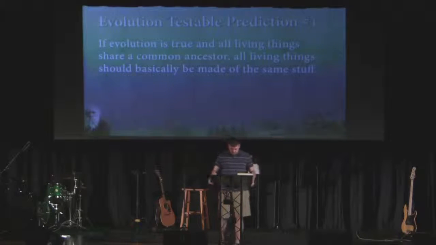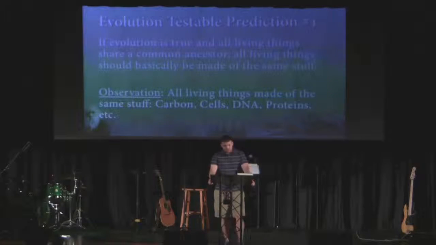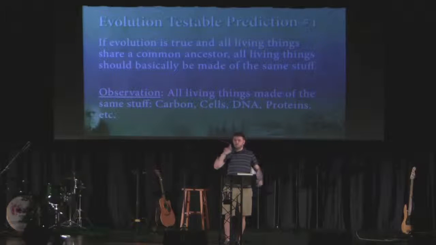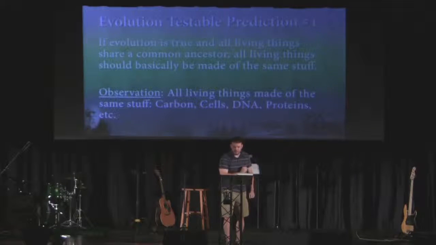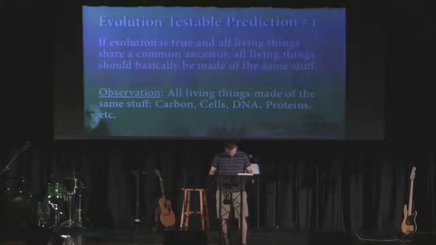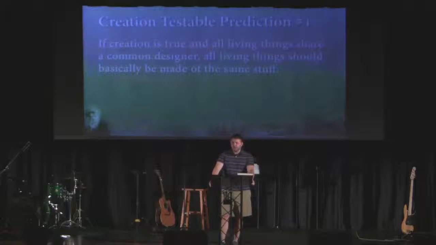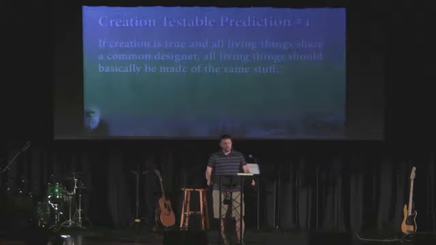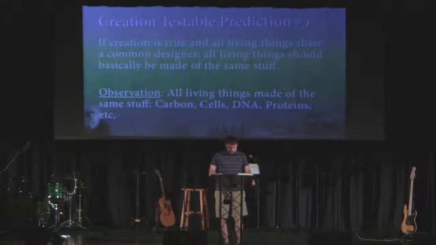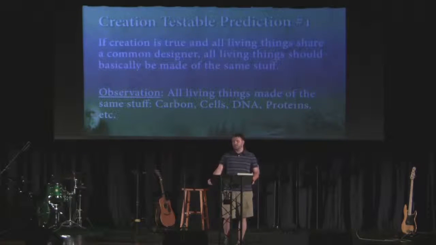So what is it that we see? What's the observation? All living things are made of the same stuff: carbon, cells, DNA, proteins, etc. Evolution must be true. Wait a minute, let's check what the other hypothesis says. Creation testable prediction number 1: if creation is true and all living things share a common designer, all living things should basically be made of the same stuff. What do we see? All living things are made of the same stuff: carbon, cells, DNA, proteins, etc.